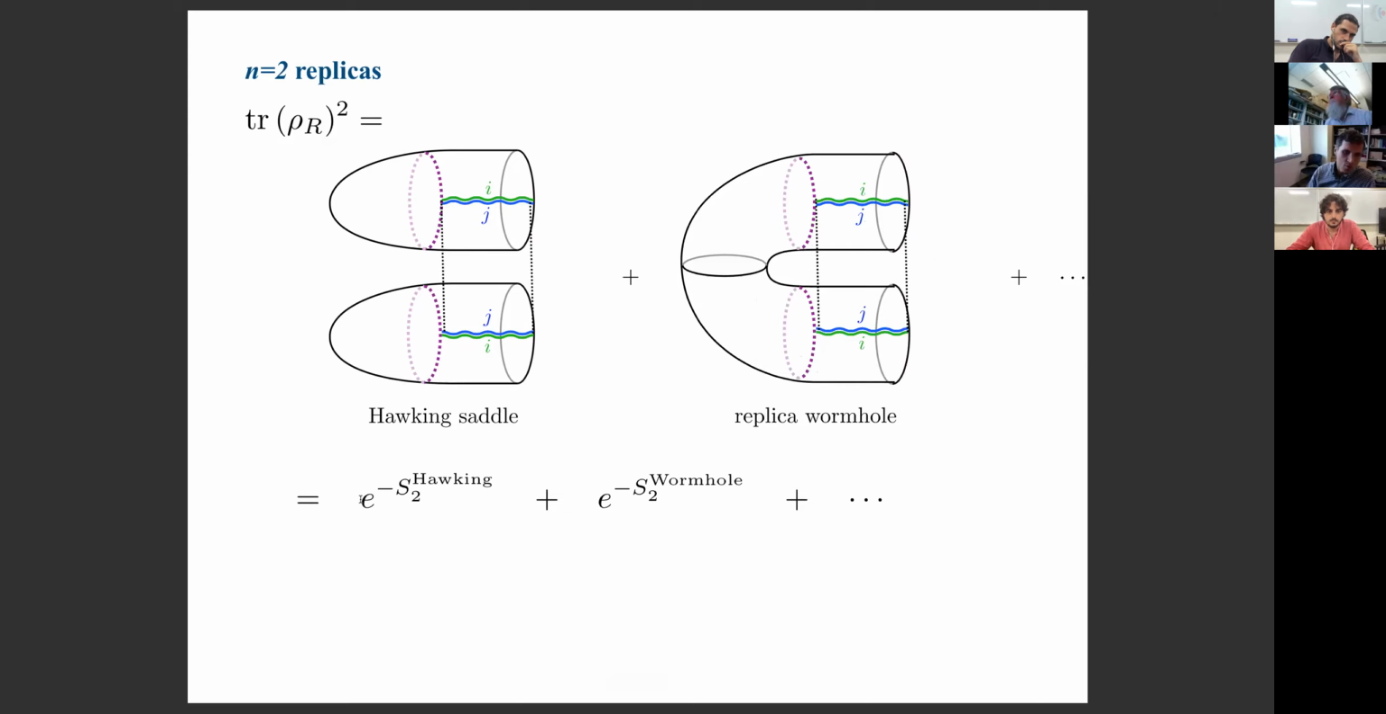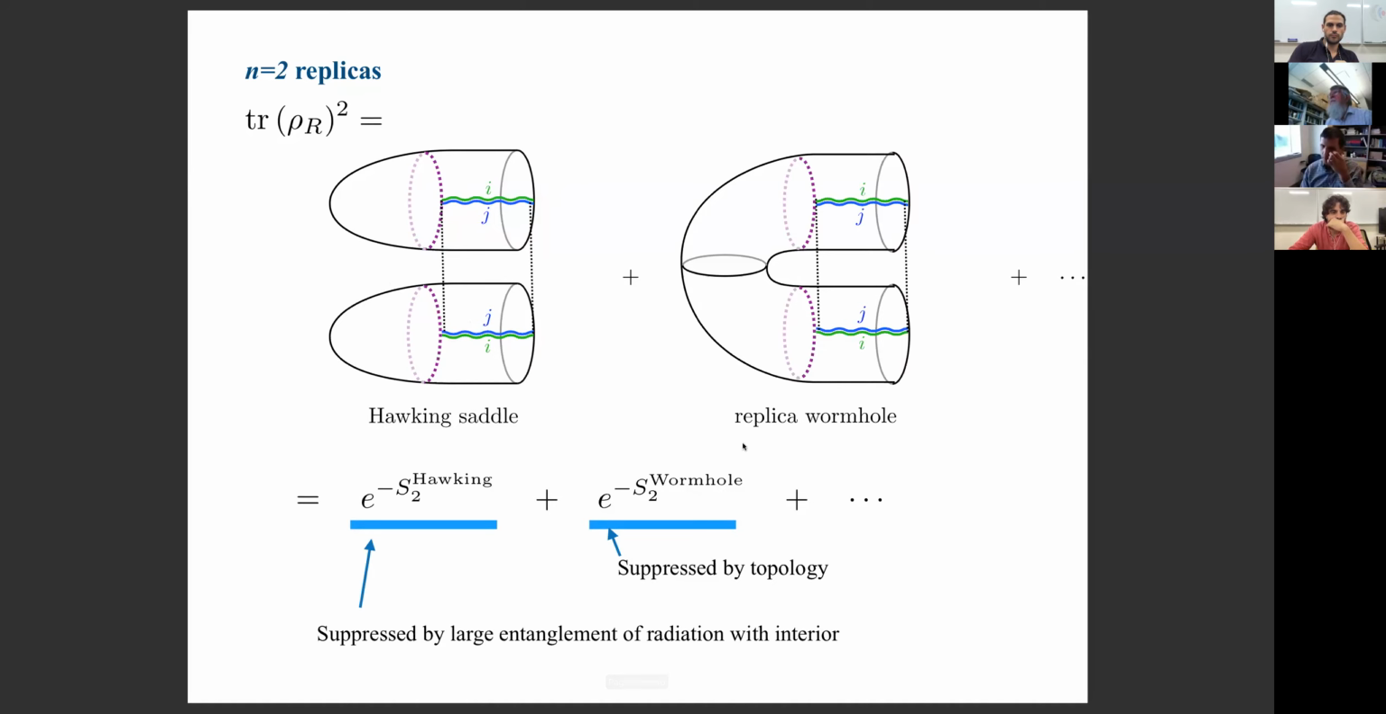So the first contribution comes from this disjoint saddle. I call it the Hawking saddle because if you use this saddle to calculate the entropy, then you'll get back Hawking's linearly increasing von Neumann entropy. So if you use these disconnected saddles, that'll give you back the non-unitary answer. But now we have the second contribution coming from the wormhole. Now, the second contribution, these saddle points exist, but how can they possibly ever matter?